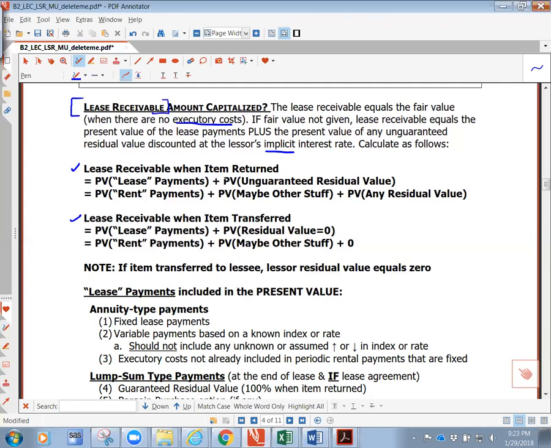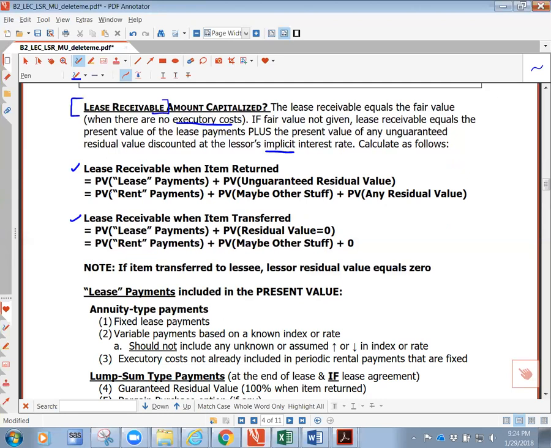So in this first equation I have the present value of, and you can't see me, but I'm air finger quoting, lease payments. We have to define exactly what lease payments means for GAAP purposes. And then the present value of any unguaranteed residual value. An unguaranteed residual value means that the lessee didn't make any promise to the lessor to make a payment if the residual value falls below some level.